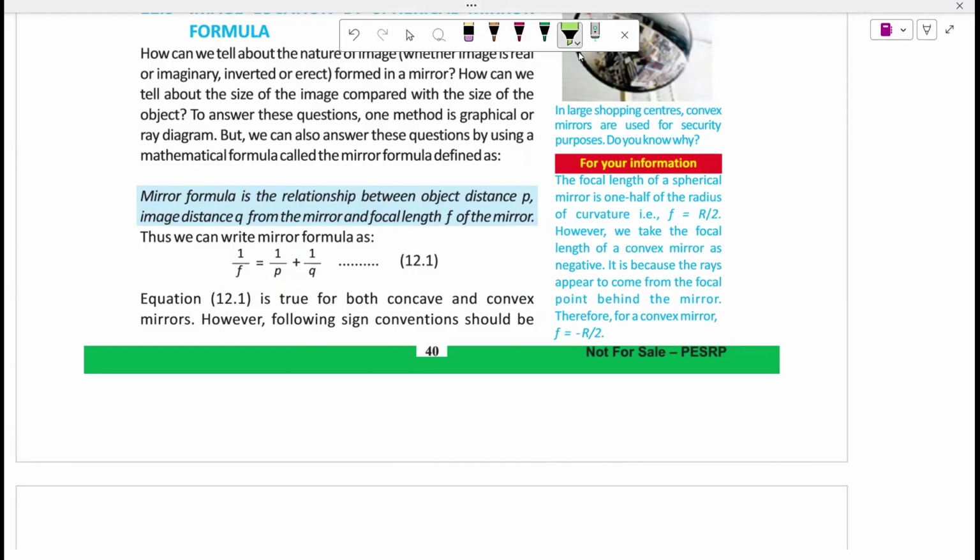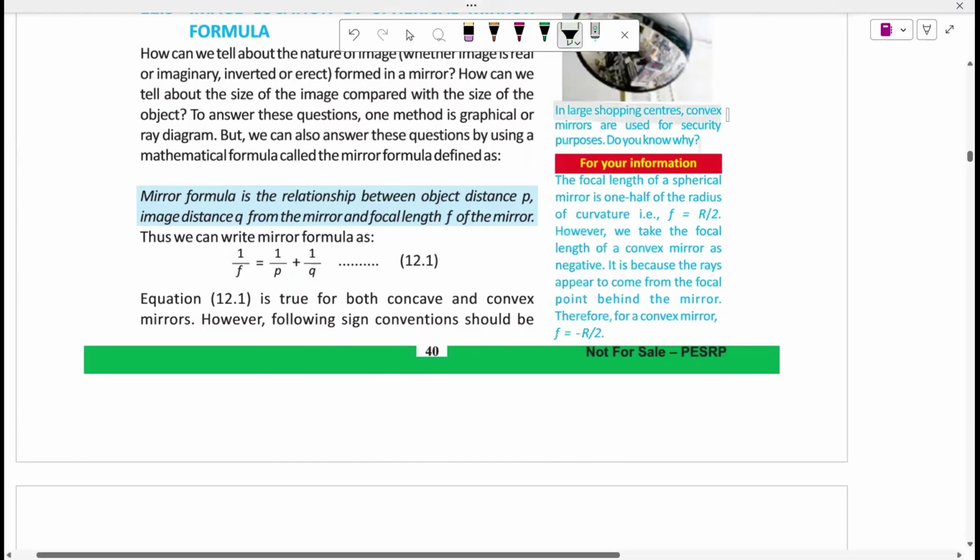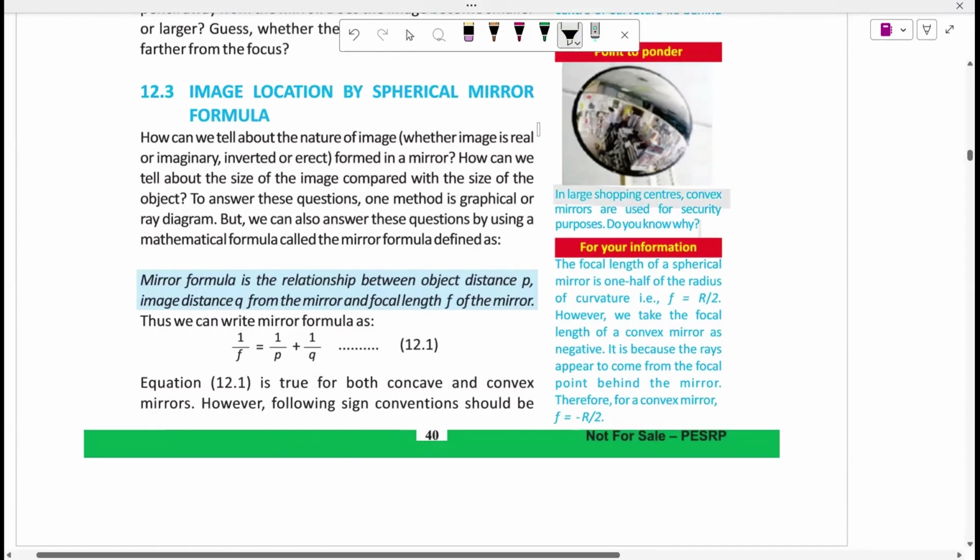Let me circle it out for you. That in large shopping centers, आपने normally ये देखे होंगे big malls के अंदर लगे हुए. These are mostly convex mirrors, used for security purposes.